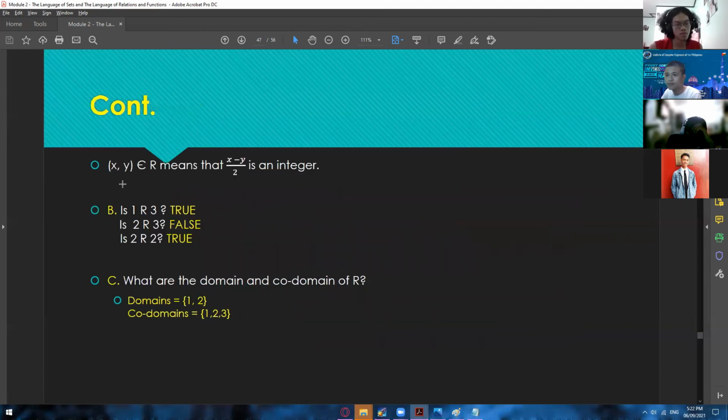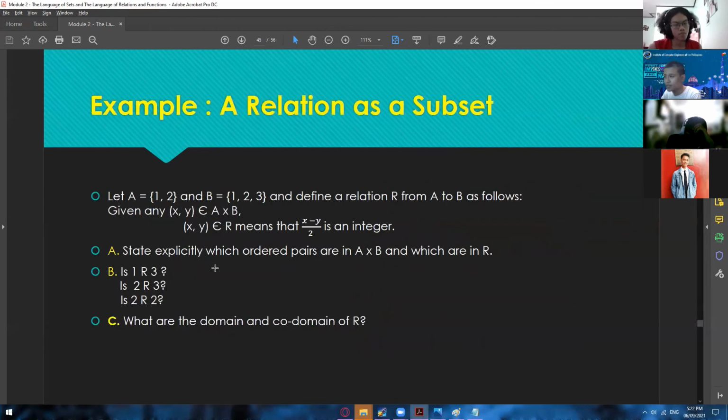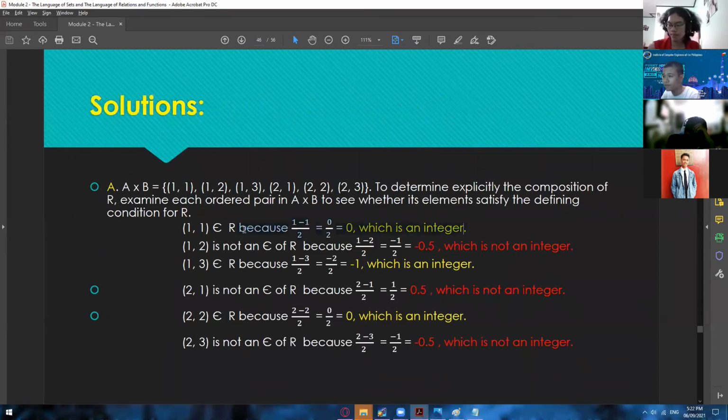So this is already the answer for letter A. What is the question in letter A? State explicitly which ordered pairs are in A times B, which are in R, or which are in relation. So we only have 3 relations: (1,1), (1,3), and (2,2).